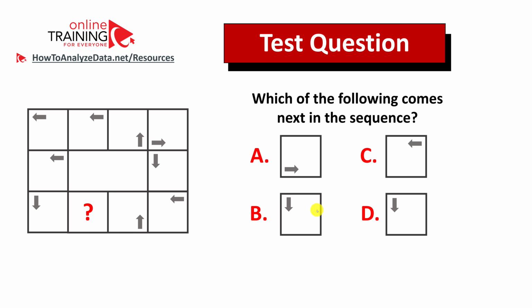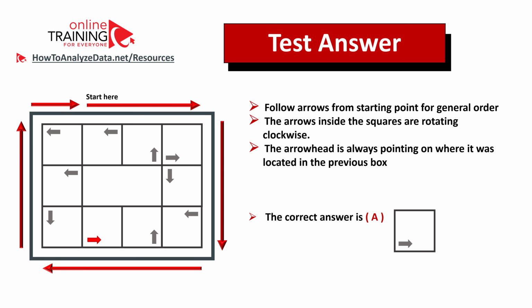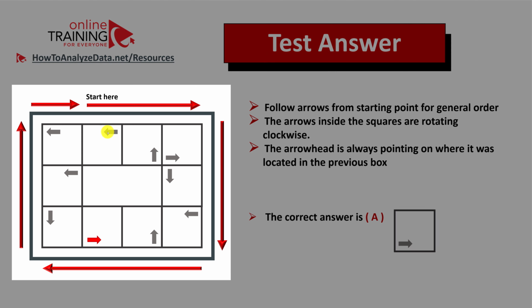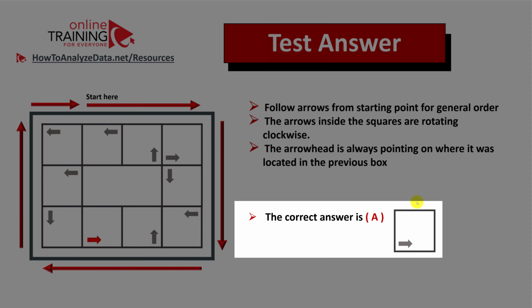Did you figure out the answer? Let's continue to see how we can get to the correct solution together. There are a couple tricky parts about this question. Number one is the general flow of squares, and then there is a sequence of arrows inside the squares. For example, we're starting the flow right here, not in the corner. It's kind of in the middle of the upper row, and then you need to follow the red arrows for the general order. The arrows inside the squares rotate clockwise. And what you can see is the arrowhead for that smaller arrow always points to where it was located in the previous box. So the correct answer here is choice A.